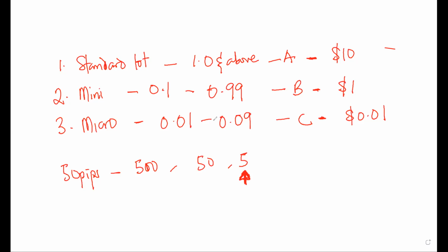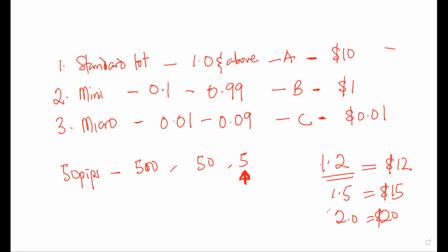So that is about lot sizing. If you use 1.2, it's equivalent to $12 per pip. If you use 1.5, it's equivalent to $15 per pip. If you use 2.0, it's equivalent to $20 per pip. If your lot size calculator is telling you, use 0.01 for this trade, you're in the micro category. So you are making 1 cent per pip. If the trade does 10 pips, you just made $1.